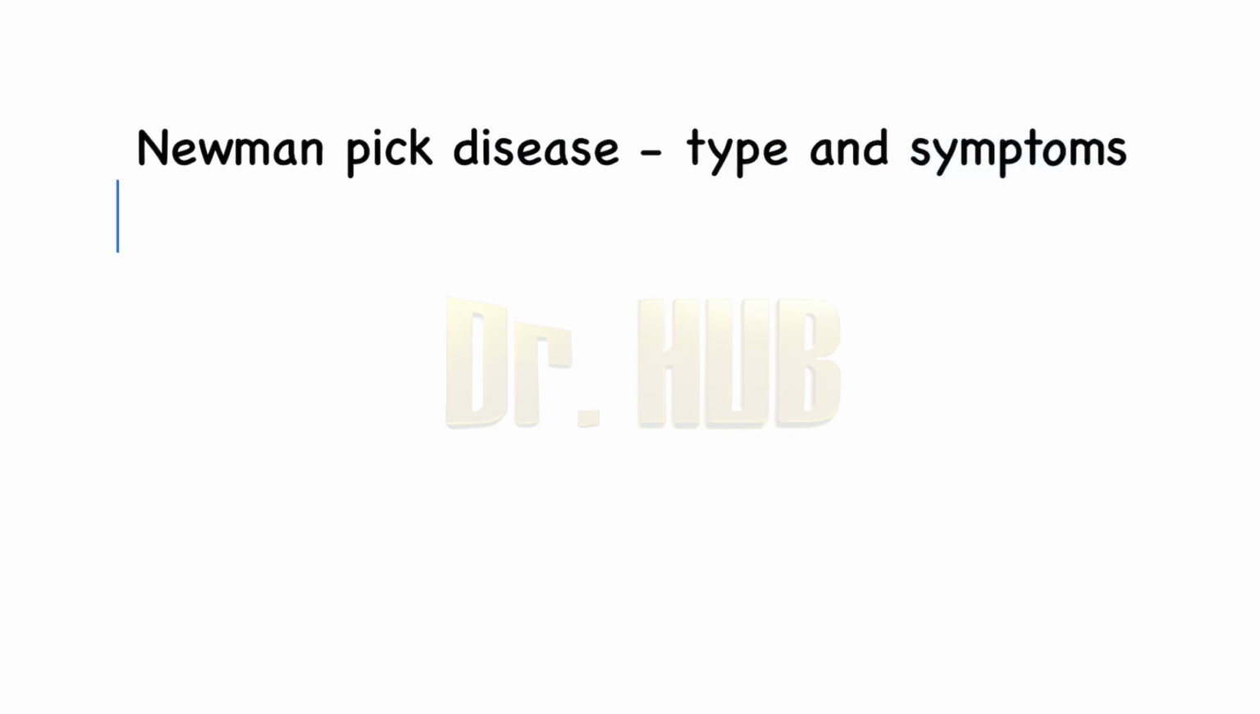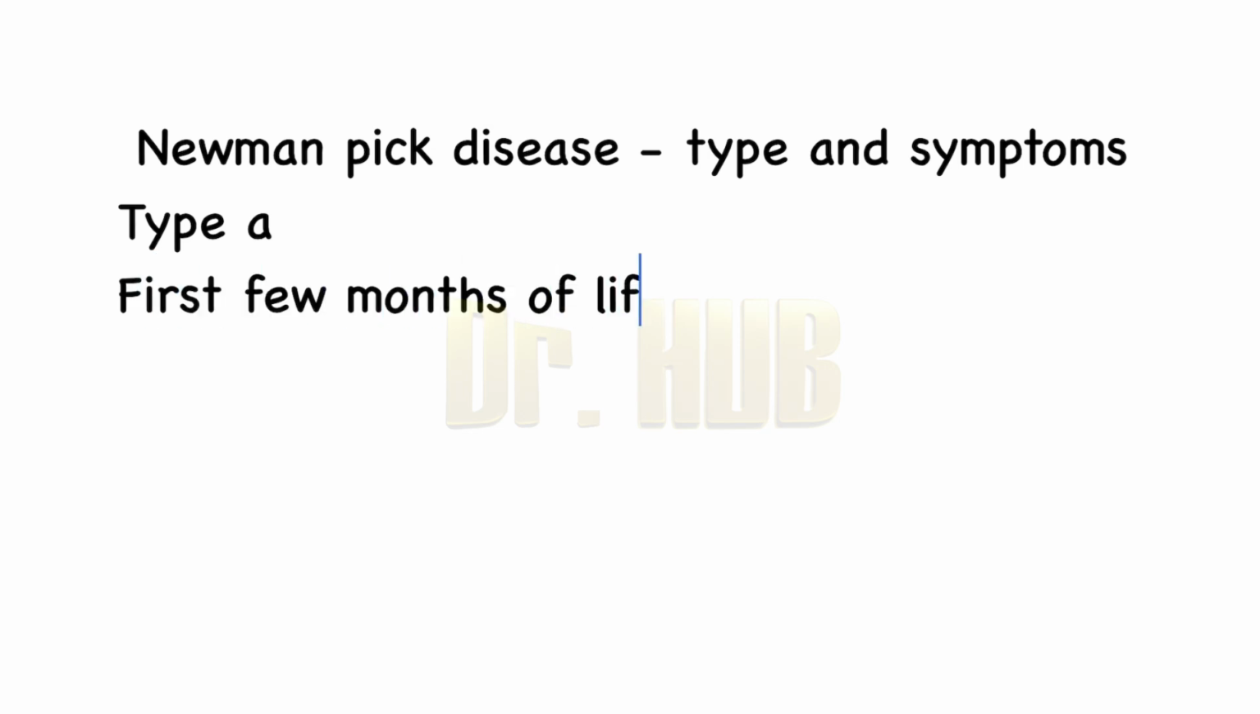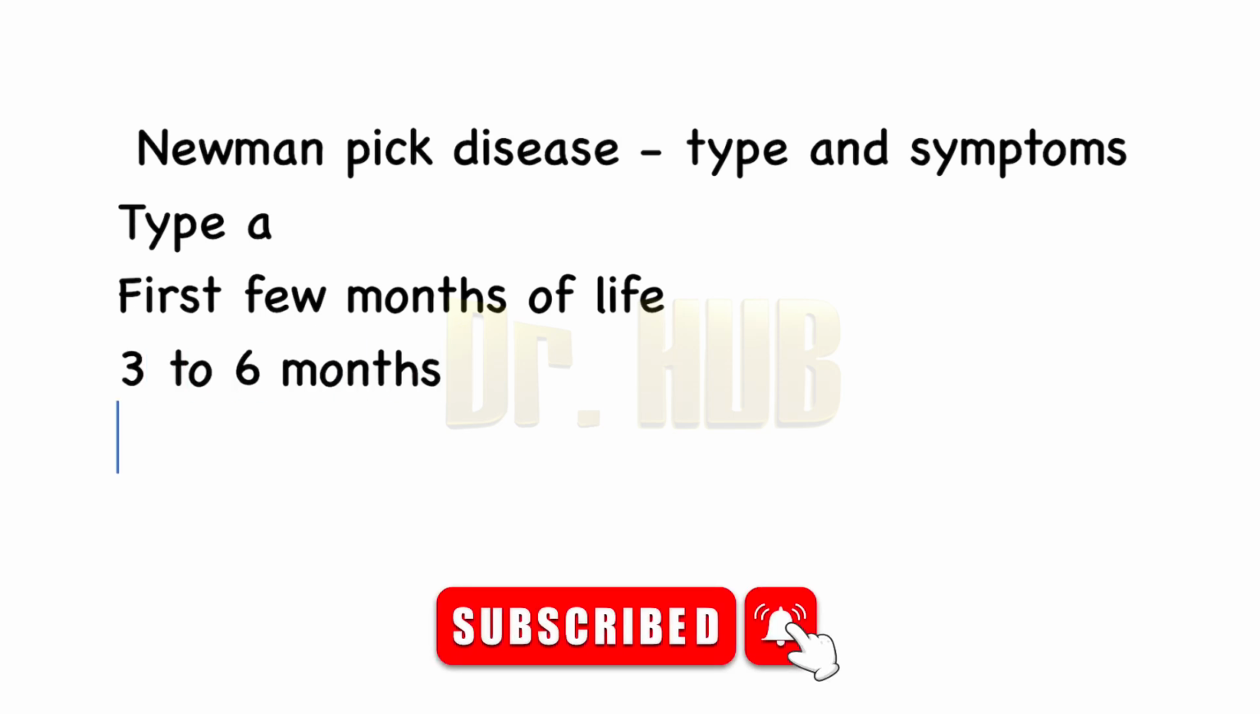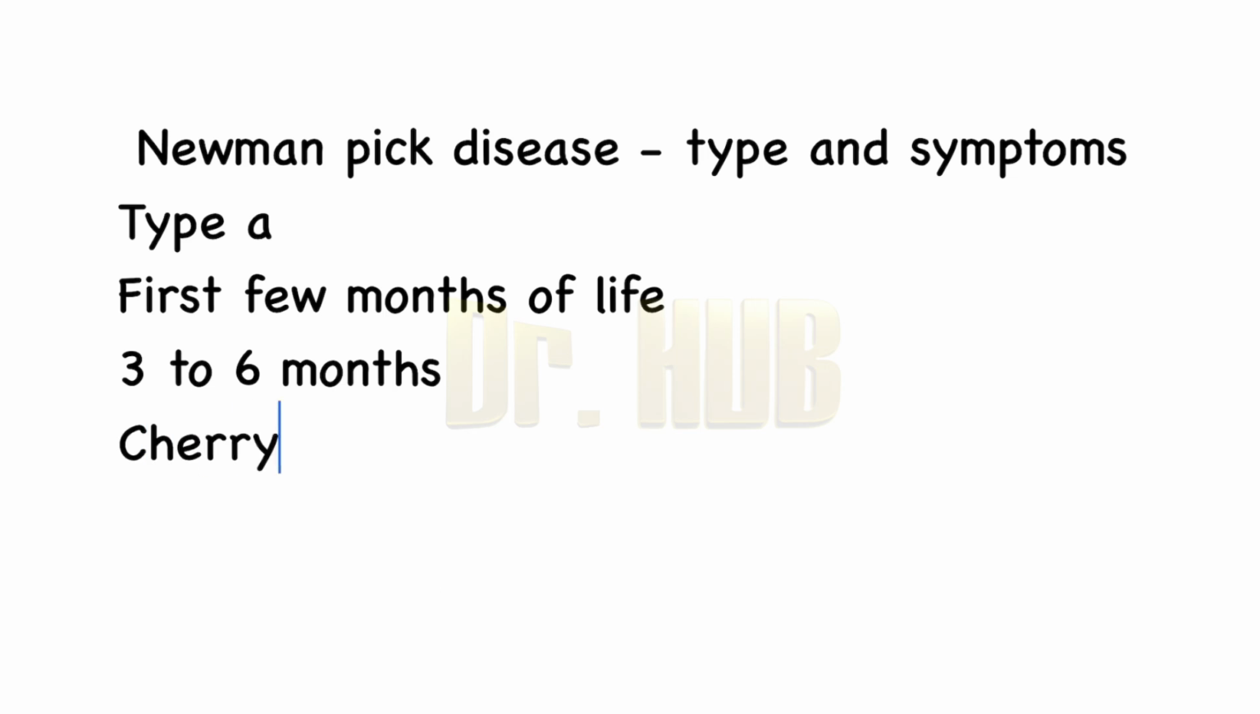Niemann-Pick disease. We are looking at the types and the symptoms. So the first one is type A. Type A is seen in the first few months of life. There is abdominal belly area swelling within 3 to 6 months. Then comes a cherry red spot in the eye, and this is present in the eye, and feeding difficulties as well as loss of early motor skills.